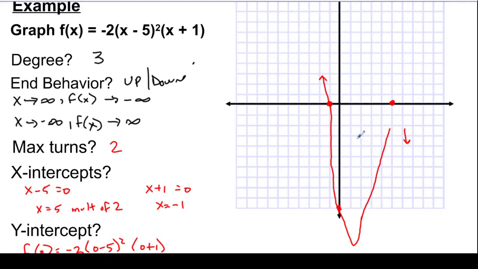And here's the new part: when it gets to 5, 5 has a multiplicity of 2. Because it has a multiplicity of 2, it's going to act like a parabola. So it's going to hit this point, bounce, and then head back down. So this is potentially a graph. Again, we don't know how low this gets, how sharp the turns are, or how flat it is. But we can say that this is a pretty good sketch of what this graph is going to look like.